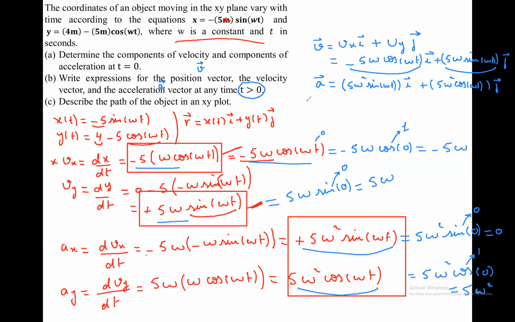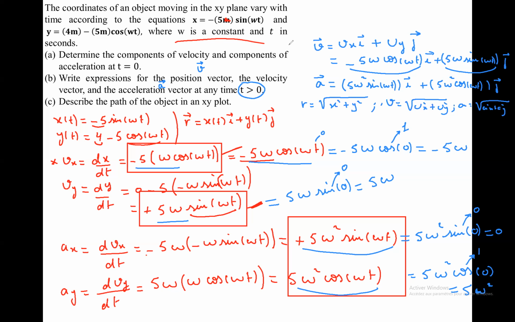If I ask you to calculate the magnitude of the position vector r, or the magnitude of v and a, then r equal the square root of x square plus y square, and v equal the square root of vx square plus vy square, and a equal the square root of ax square plus ay square.